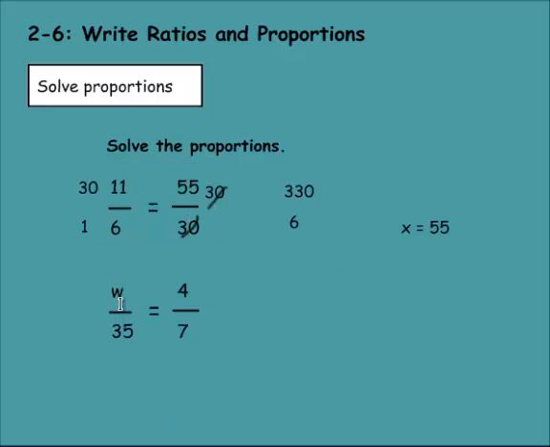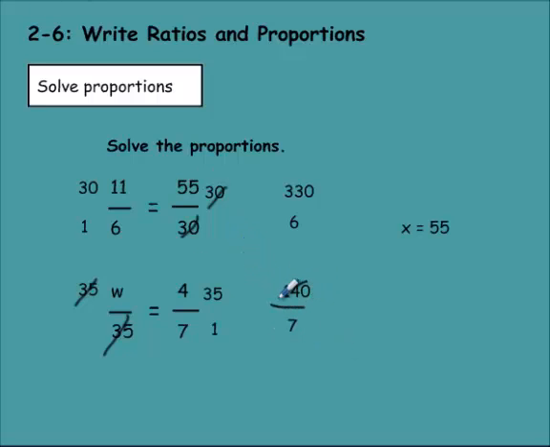Let's do this one then. W divided by 35 equals 4 over 7. So I'd multiply both sides by 35. And this would be 35 over 1. So these would cross off. So W equals whatever this answer would be. 4 times 35. That would be 140. 7 times 1 would be 7.